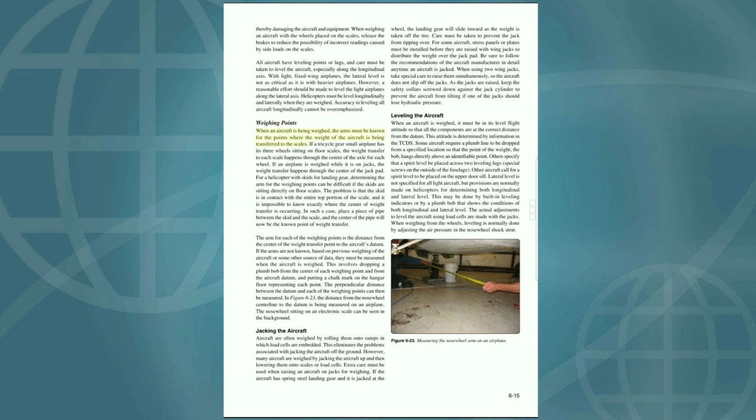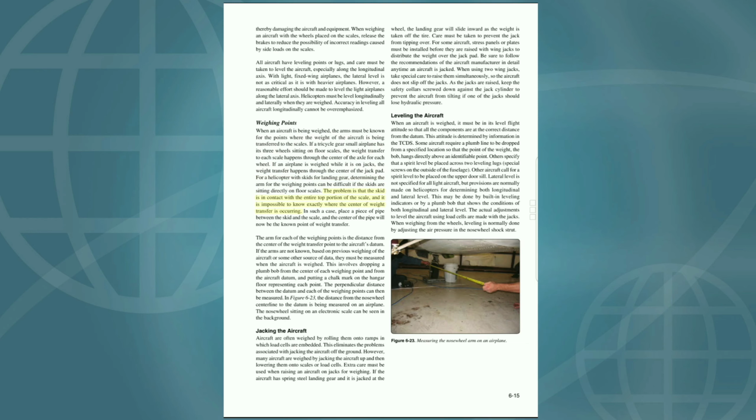Weighing points. When an aircraft is being weighed, the arms must be known for the points where the weight of the aircraft is being transferred to the scales. If a tricycle gear small airplane has its 3 wheels sitting on floor scales, the weight transfer to each scale happens through the center of the axle for each wheel. If an airplane is weighed while it is on jacks, the weight transfer happens through the center of the jack pad. For a helicopter with skids for landing gear, determining the arm for the weighing points can be difficult if the skids are sitting directly on floor scales.